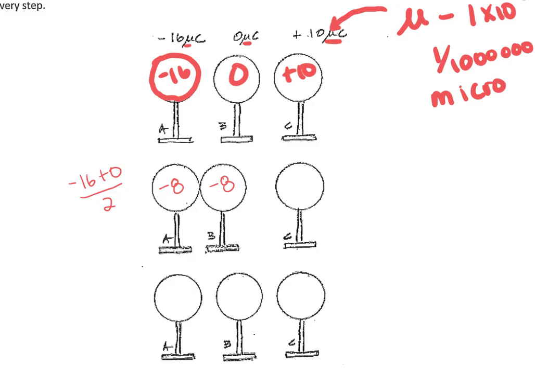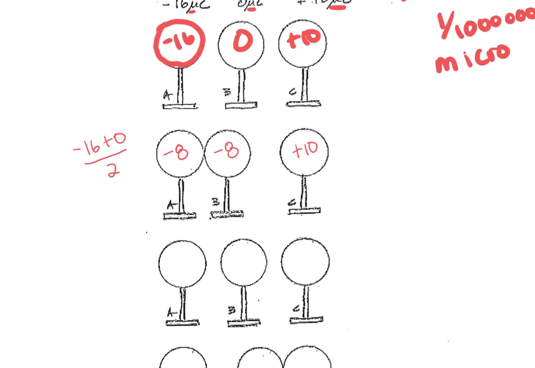Has C touched any other object? Nope. It's still +10. Row 3 is a little silly. It's not really needed. It just says A and B are no longer touching. Well, they have no reason to lose their charge. There's no grounding involved. What would be the symbol for grounding?